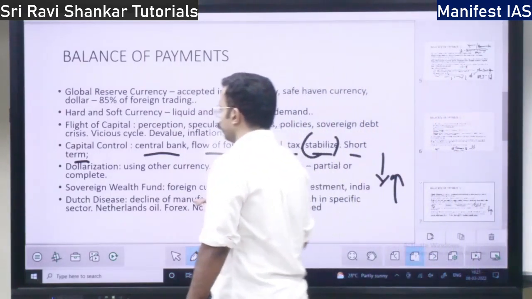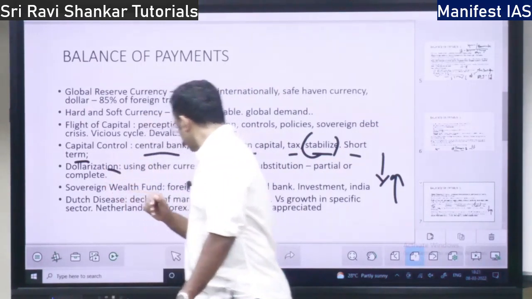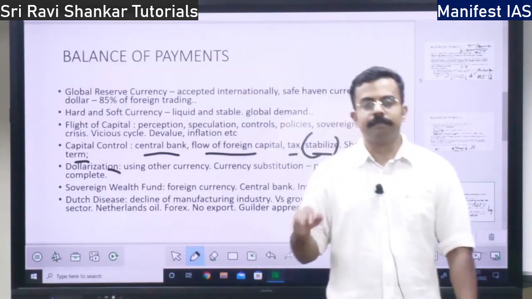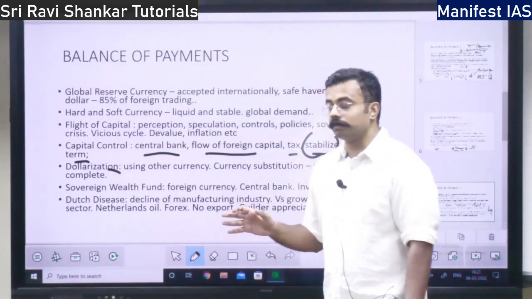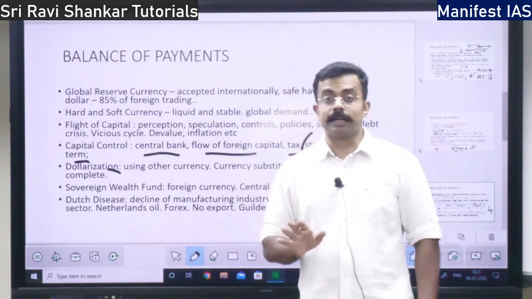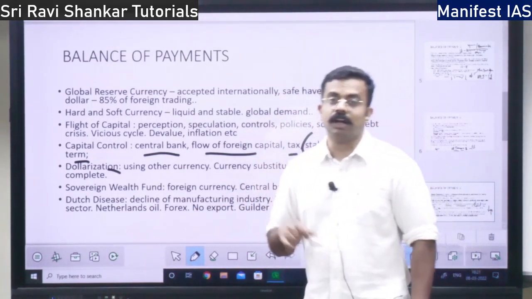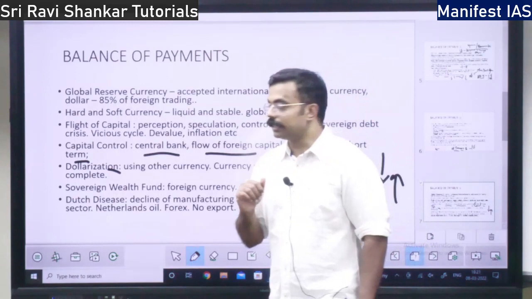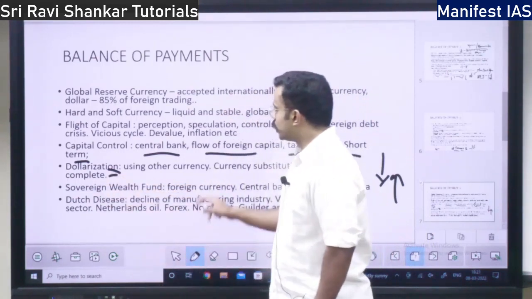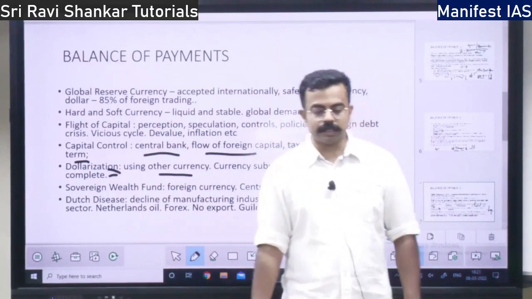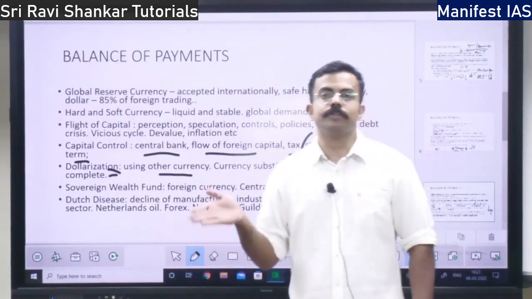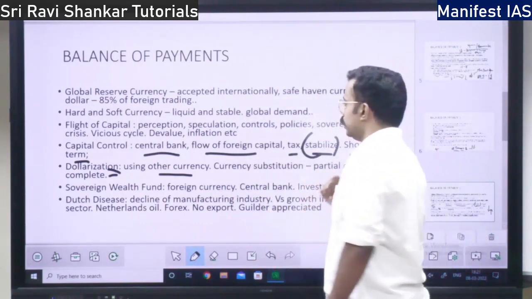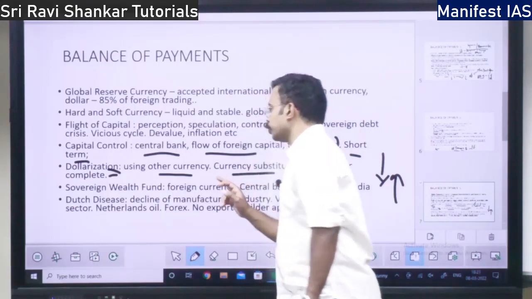Then you have the concept of dollarization. Dollarization means what? It doesn't mean the use of the dollar. It means that apart from using local currency, if you use any foreign currency, or more than your local currency you trust any foreign currency, that is dollarization. Using other currency apart from your own currency, or imposing more trust in some foreign currency, is called dollarization, right? So it is currency substitution.